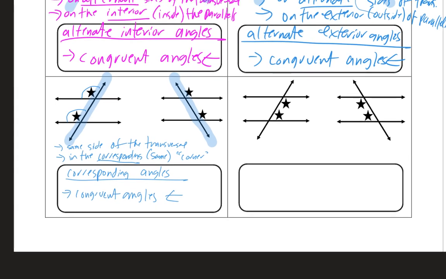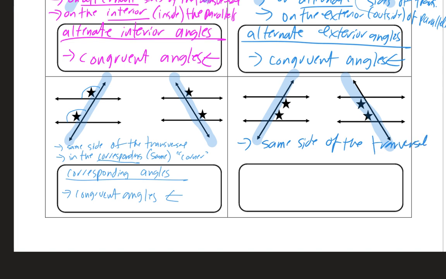Okay, so then here's our last one. Let's go ahead and highlight the transversal on this one. Now, what do we notice? Are these on the same side or on alternate sides? These are like these, right? They're on the same side. Alternate sides would be opposite sides, right? These are on the same side. So same side of the transversal.